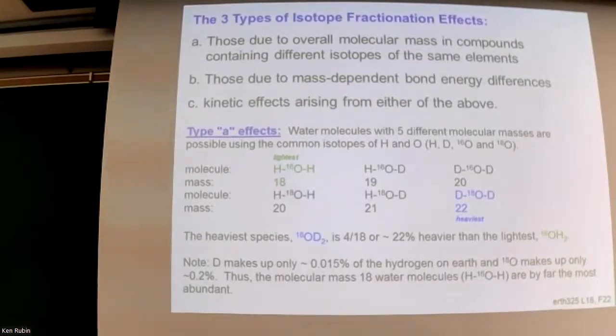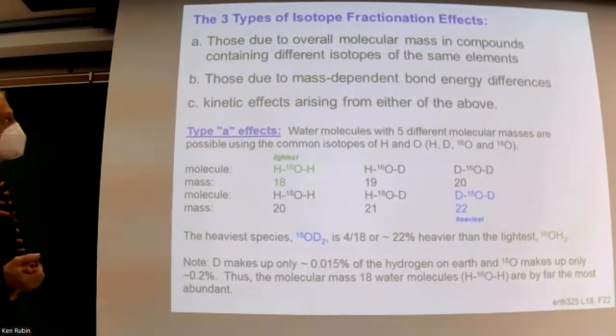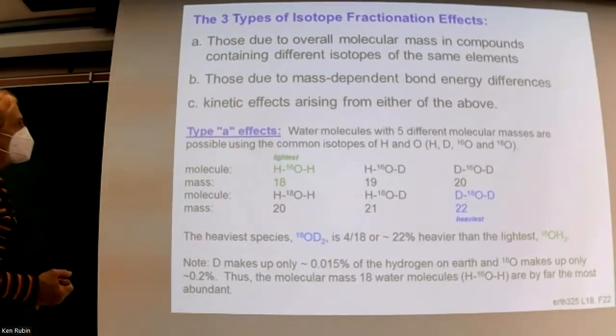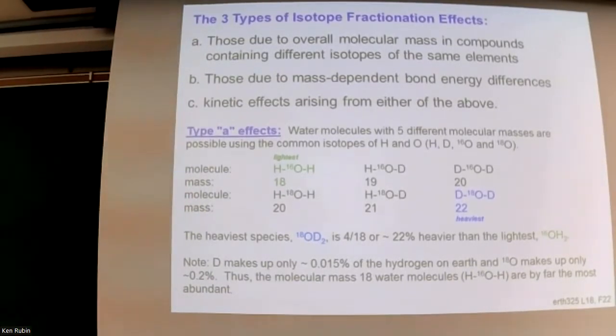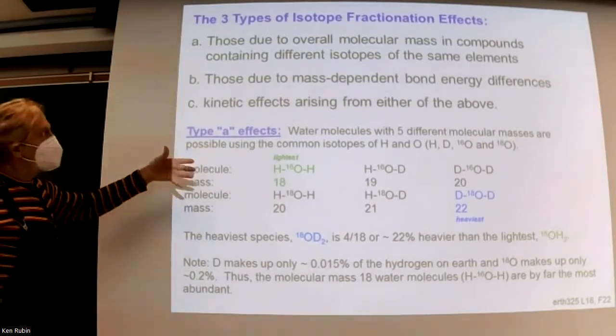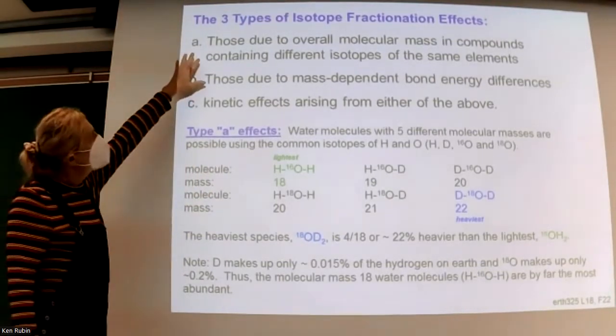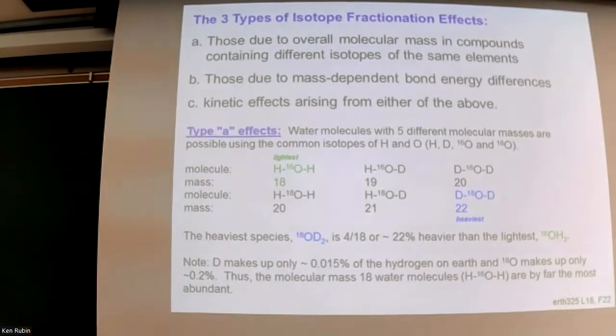So let's look at water, okay? And we're going to talk about three kinds of effects of isotope fractionation. There are other ones, especially ones that are mediated by organisms, but these are the kind of three effects that are, you know, most obvious and the first ones that were worked out. The one kind of effect has to do with the overall mass of a molecule. How big is a molecule, or how heavy, I should say, as a function of the isotopes it contains.